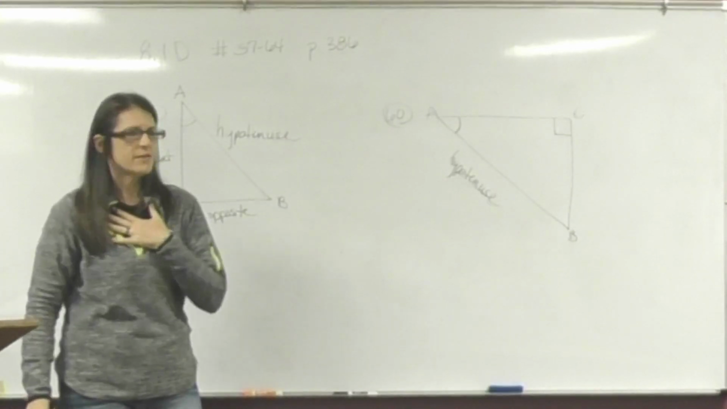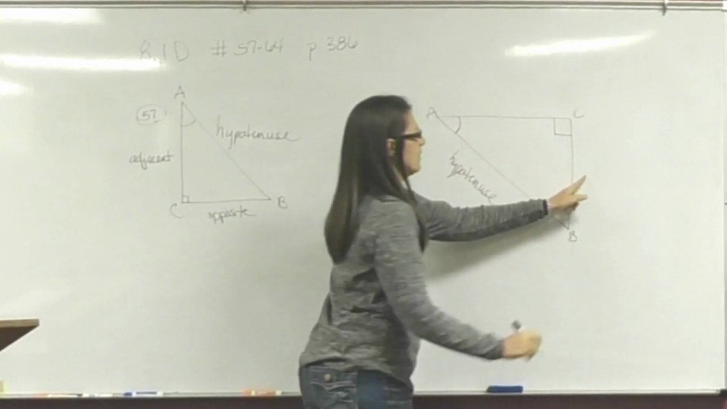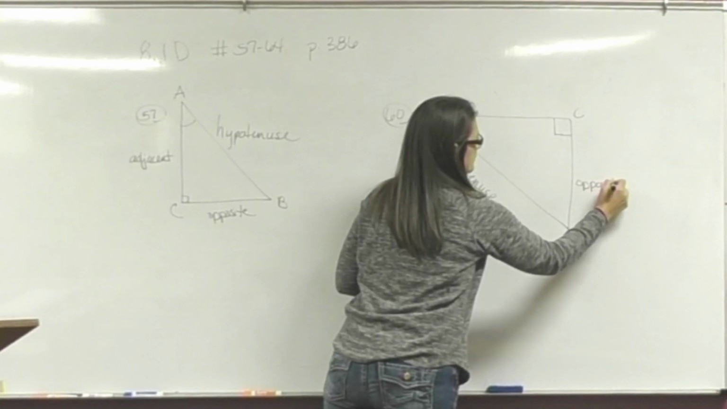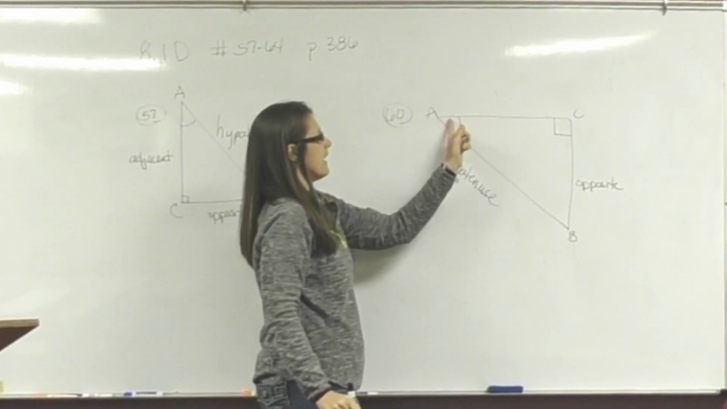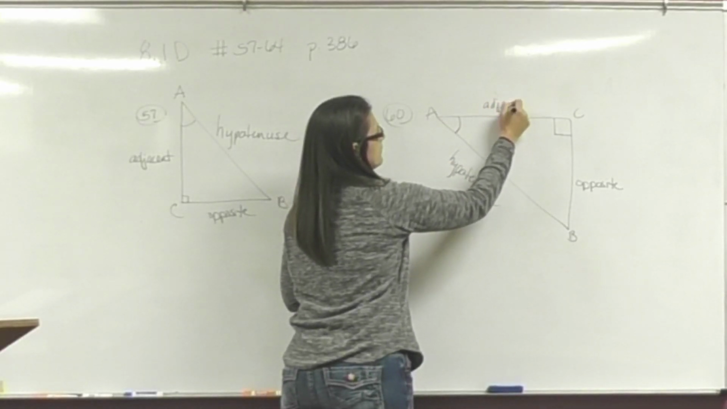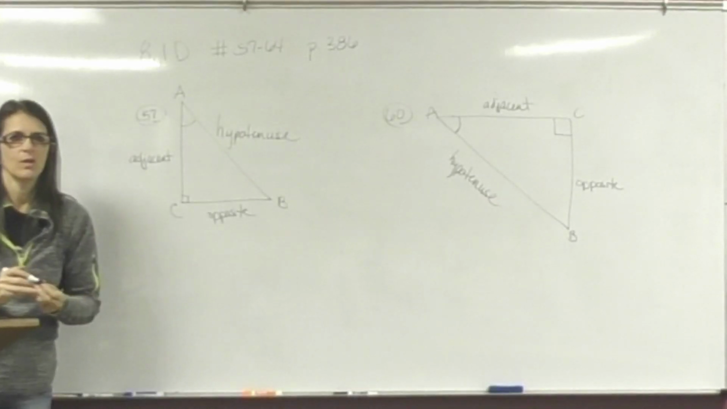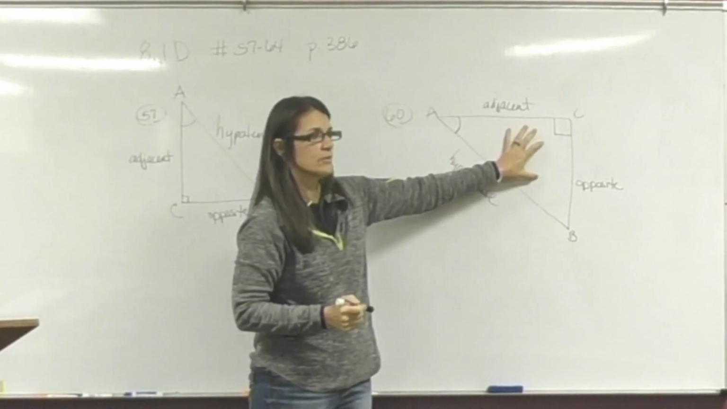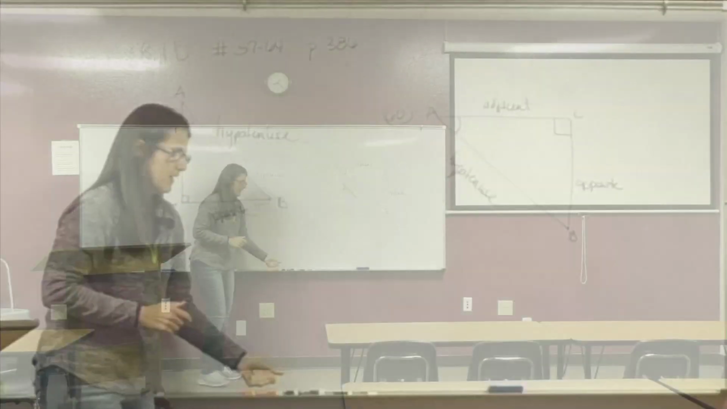Then I do opposite next. So here's my reference angle A, so I go over here. So this is opposite. This last side is next to angle A, so this is my adjacent. So that's what 60 would look like, and this is exactly how I want it to look. Keep the triangles exactly the way that it was given to you in the book.